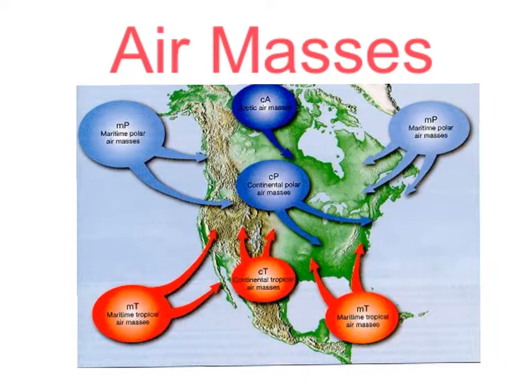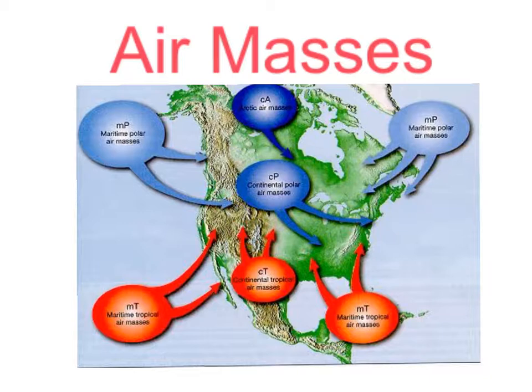There's two maritime polar and two maritime tropical. The weather is going to be warmer near the southwestern and southeastern parts of the United States because that's where the maritime tropical air masses are located. The weather is going to be colder near the northwestern and northeastern parts of the United States because that's where the maritime polar air masses are located.